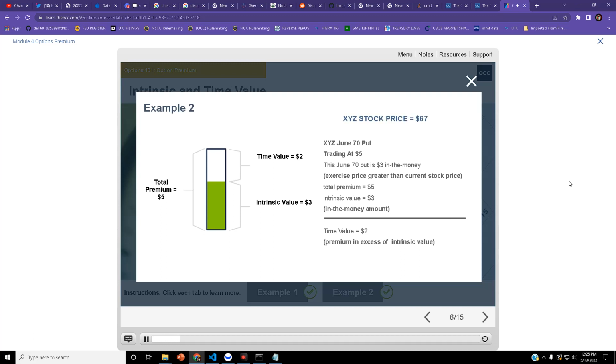When it comes to puts, we know the in-the-money amount to be the amount by which the strike exceeds the current share price, or $3 in this example. Any remaining premium in excess of the intrinsic value of $3 is deemed time value.